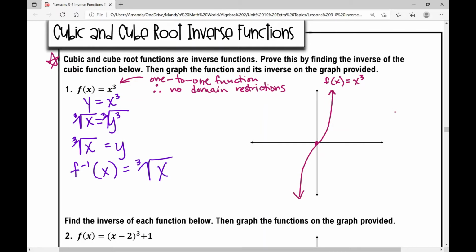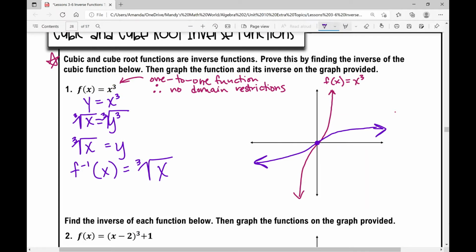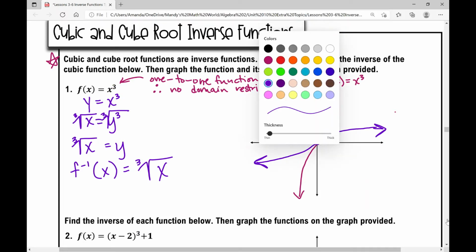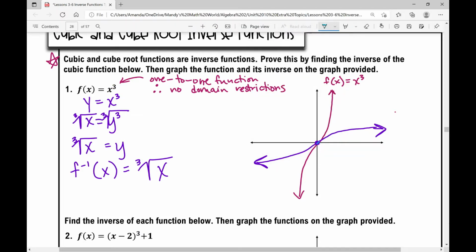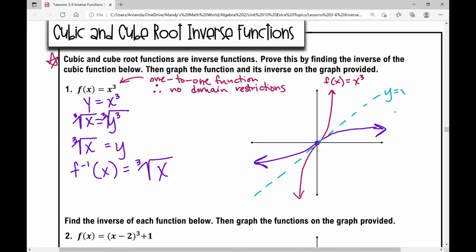And that function looks like this. It's going to kind of start over here and curve and go this way. There's your cube root function. And as you can see, it still passes through the origin, right? That point (0, 0) is a point on both functions. And as you can see, these functions are reflections across the line y equals x, which is a property of inverse functions.